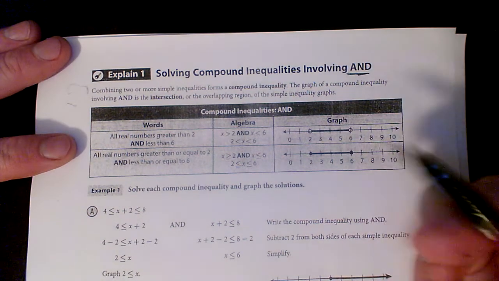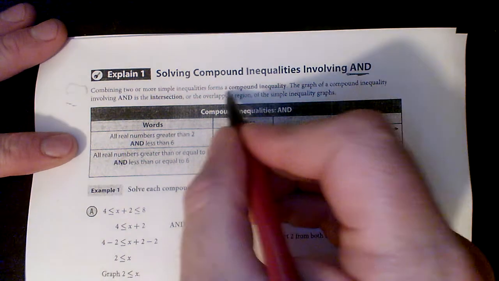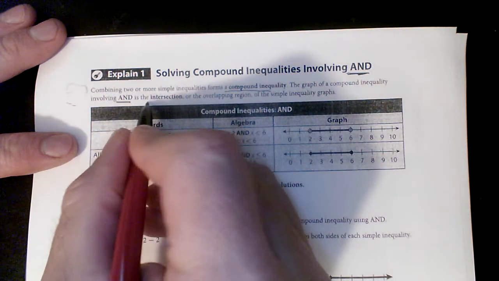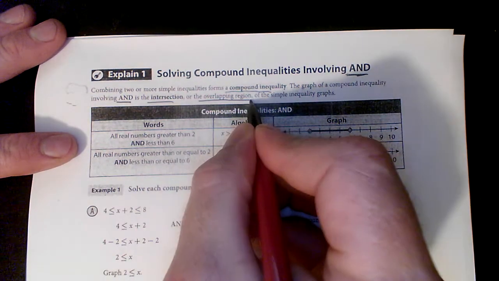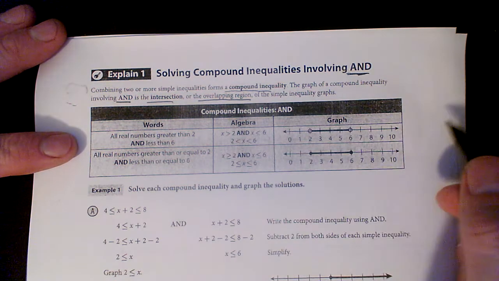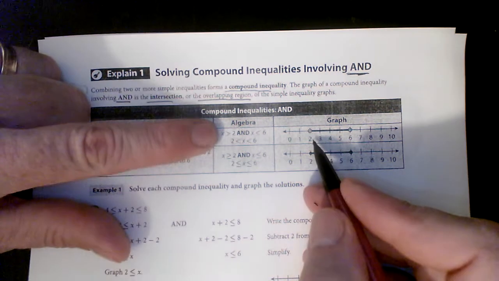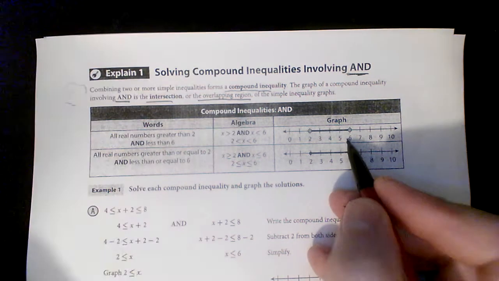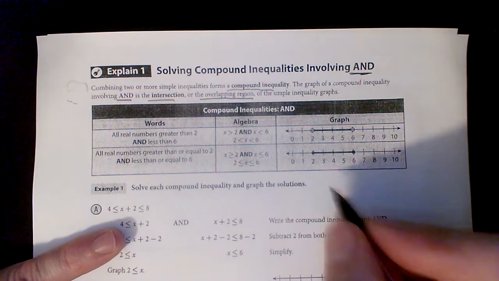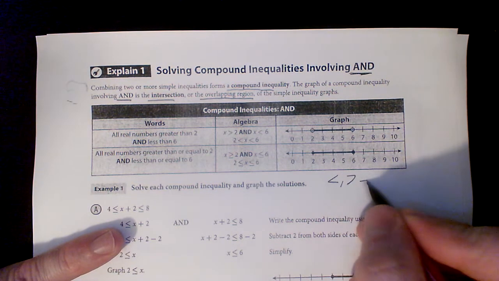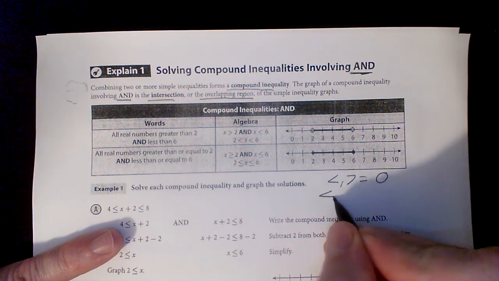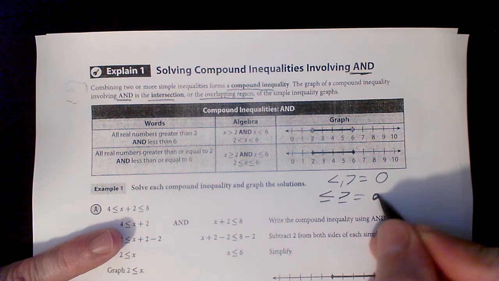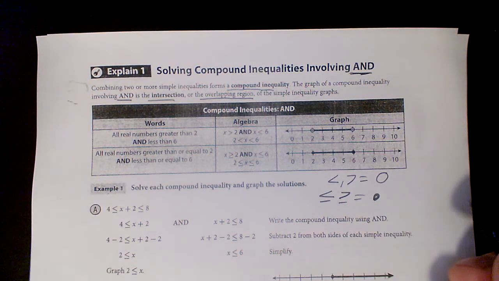Alright. Combining two or more simple inequalities forms a compound inequality. The graph of a compound inequality involving "and" is the intersection or overlapping region. So I could say this region right here is when x is greater than 2 and x is less than 6. I want to point out these open circles. If I don't have an equal, it's an open circle. If I have an equal, like this next one, see those closed circles? It equals a closed circle. It just means it includes those.